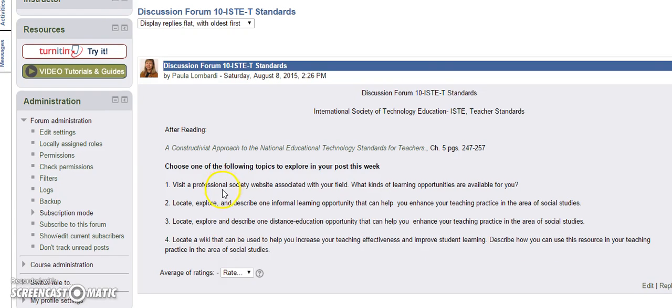Number 1, find a professional group, a professional teaching education resource that's associated to either your age range of teaching, certification, or a topic or content area that you're interested in exploring, and what kind of learning opportunities does that resource have available to you as a professional. Or you could locate and explore an informal learning opportunity that might enhance your teaching practice in regard to social studies. Or you could explore a distance education opportunity that may help you grow in your practice. Or you could find a wiki or a blog that may help increase your effectiveness and improve student learning.